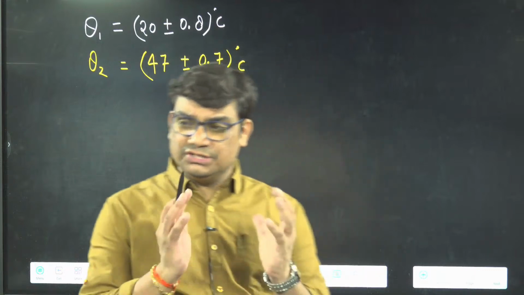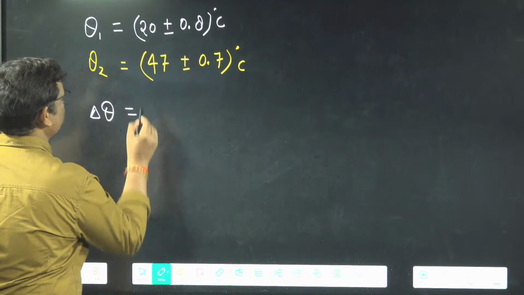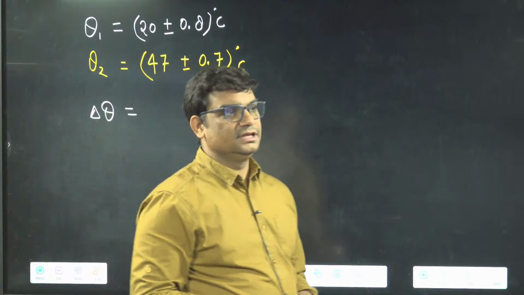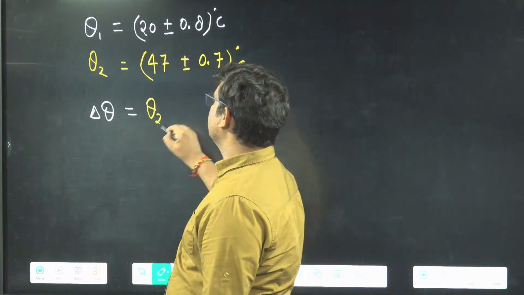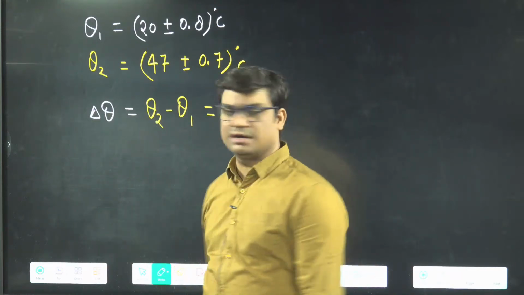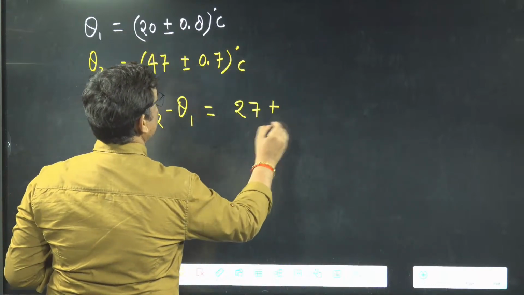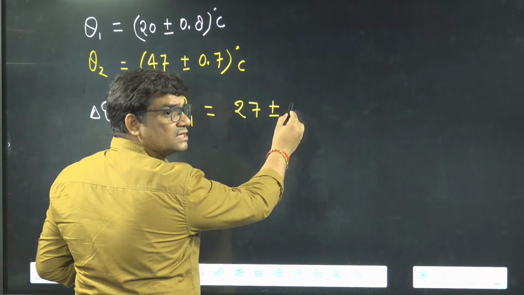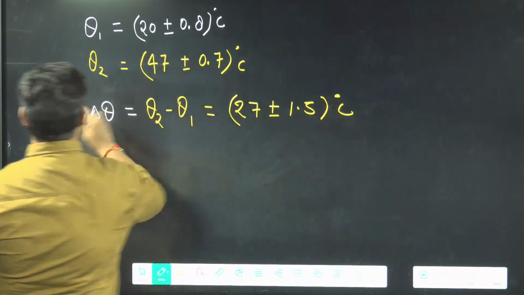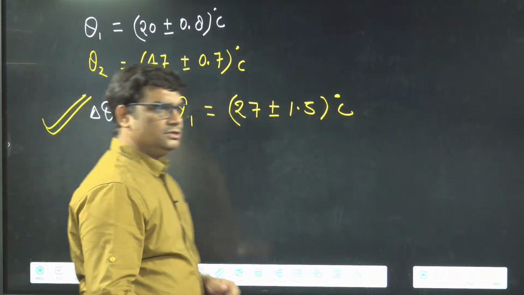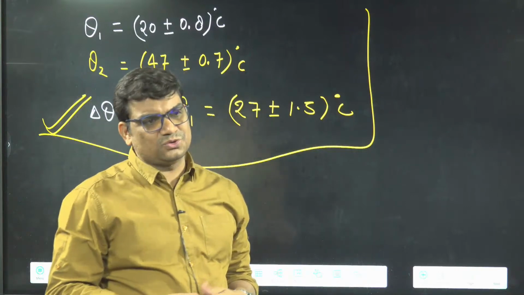What is the answer here? Yes, change in temperature. You can say, sir, change in temperature is going to be theta 2 minus theta 1, this minus this. So we can say 27 plus minus, errors always added, so it becomes 1.5 degrees Celsius. Clear? This question? Okay.